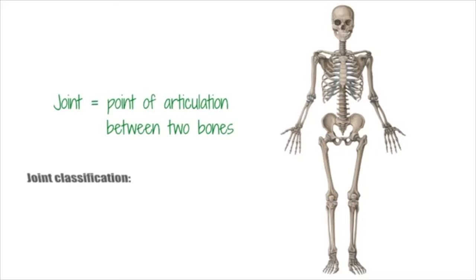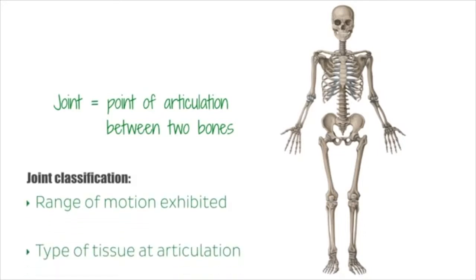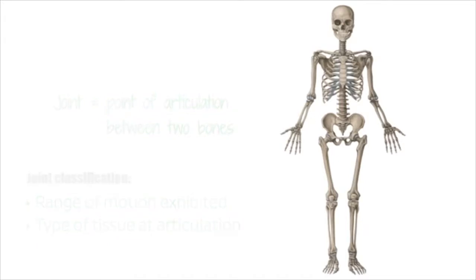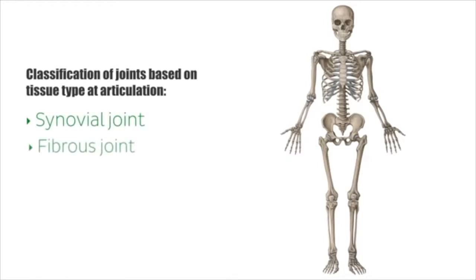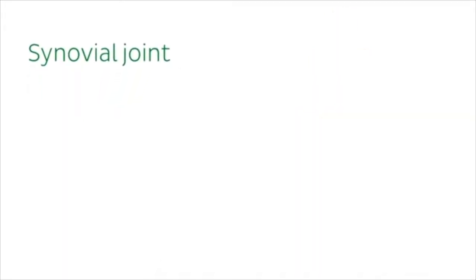Joints are classified according to the range of motion they exhibit and the types of tissue that holds the bone together. So when classifying joints according to the types of tissues holding the articulating bones together, we can describe 3 distinct types of joints. And these are the synovial joint, the fibrous joint, and the cartilaginous joint. And we're going to begin by looking at the synovial joint.